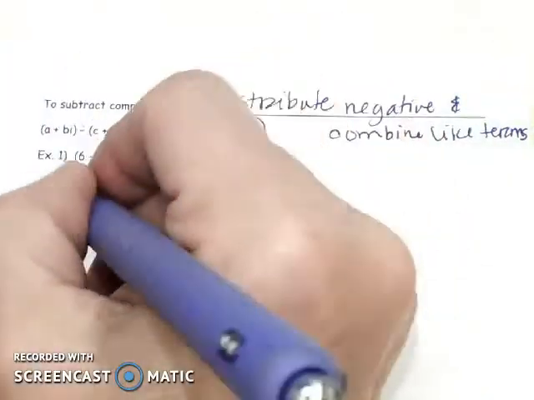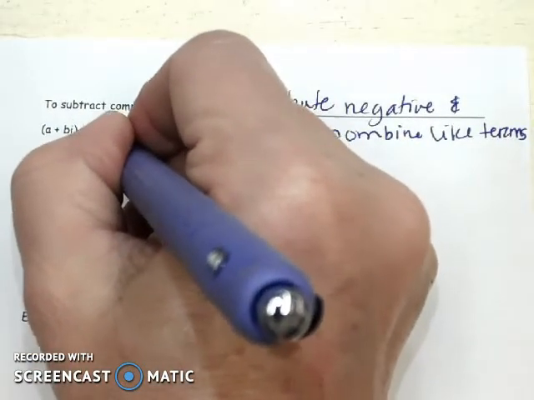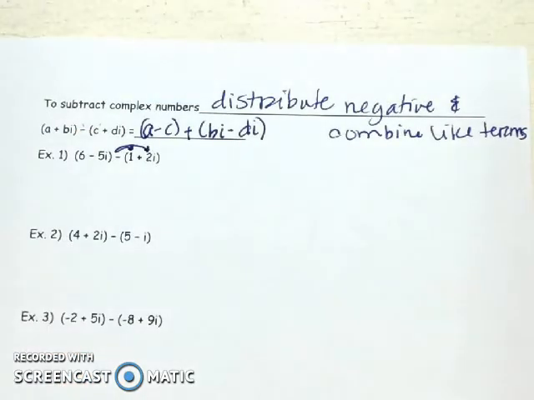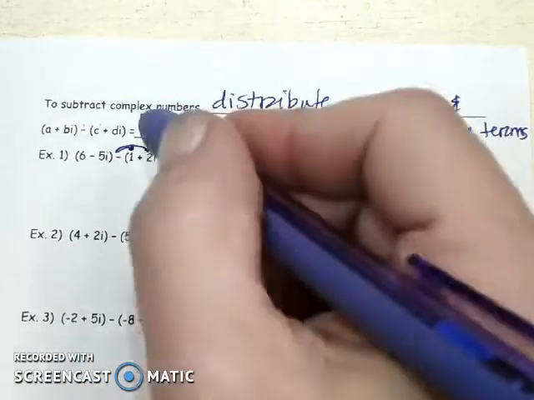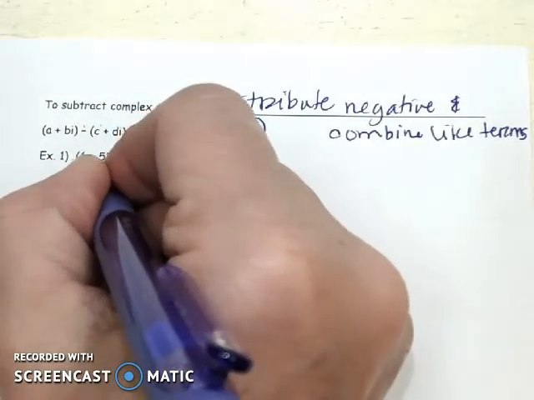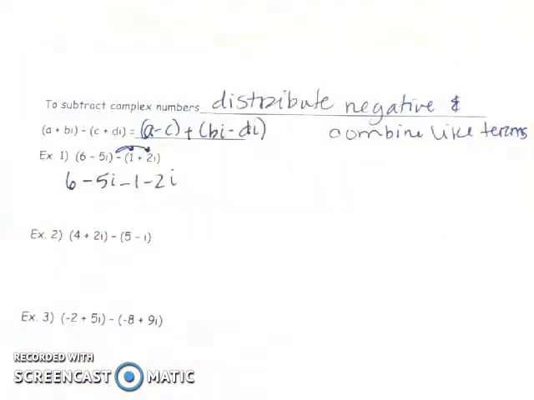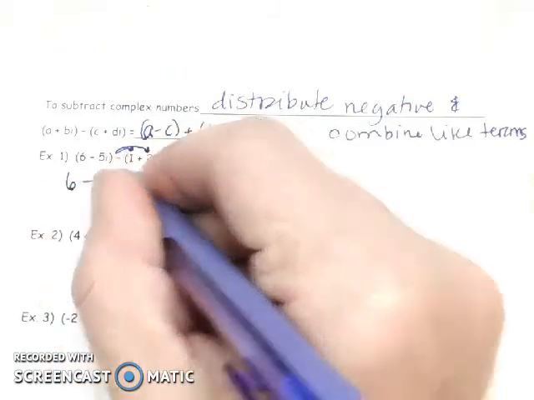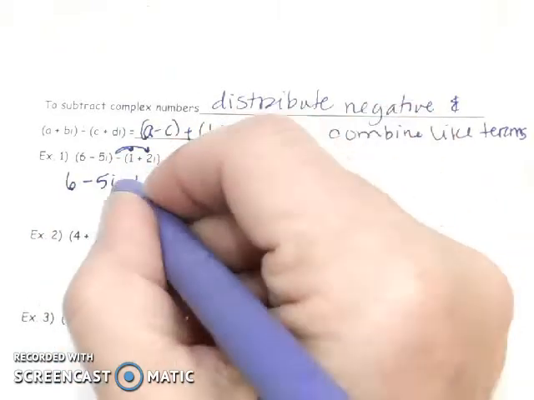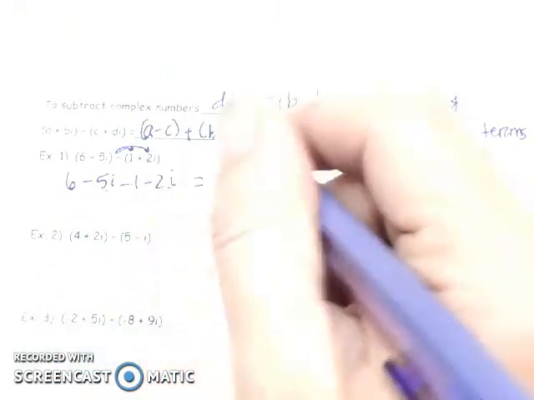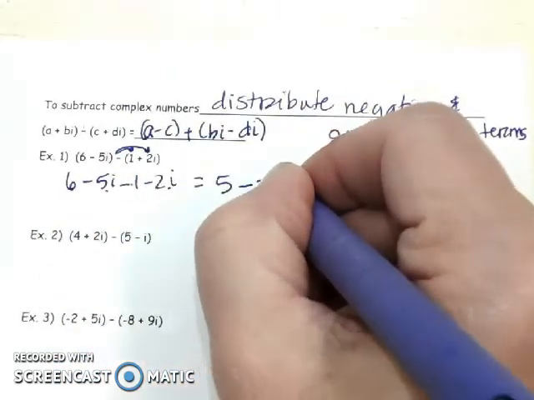I'm going to just distribute, it might be better for you if you do this. I'm going to do it this way. I'm going to distribute that negative. So I have 6 minus 5i minus 1 minus 2i, and then just combine like terms. 6 minus 1 is 5. Negative 5i and negative 2i is negative 7i.